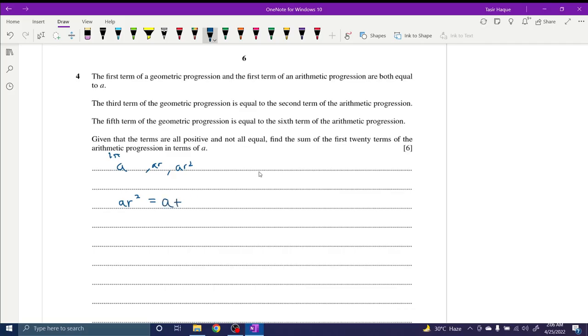So it's actually a plus n minus 1 d, so it's just a plus d. The second term is a plus d. So this is one equation. What's the other one? The fifth term: ar, ar square, ar cube, ar to the power 4. This is the fifth term. ar to the power 4 is actually equal to the sixth term of the arithmetic progression. So a plus n minus 1, 6 minus 1, which is 5d. These are our two equations.